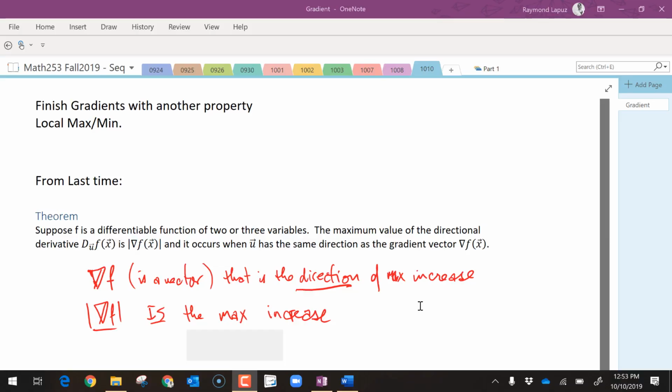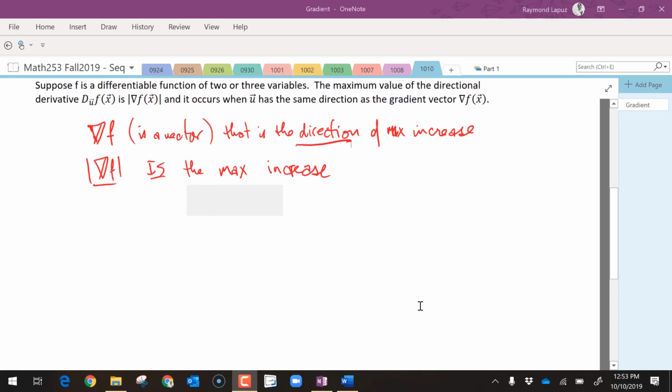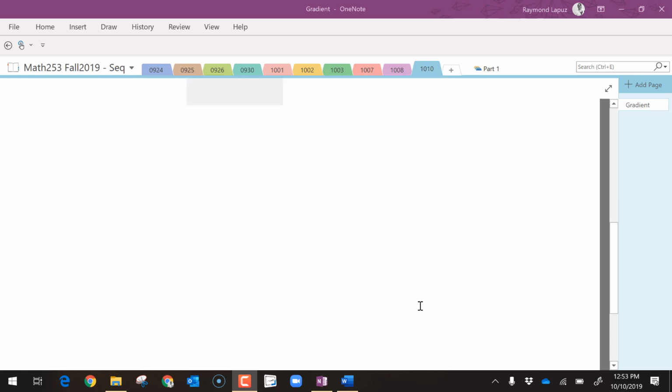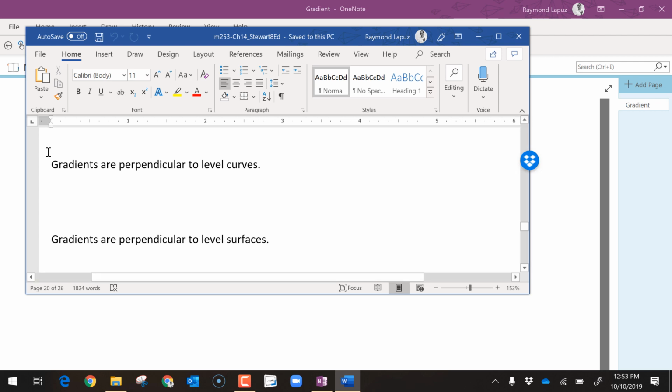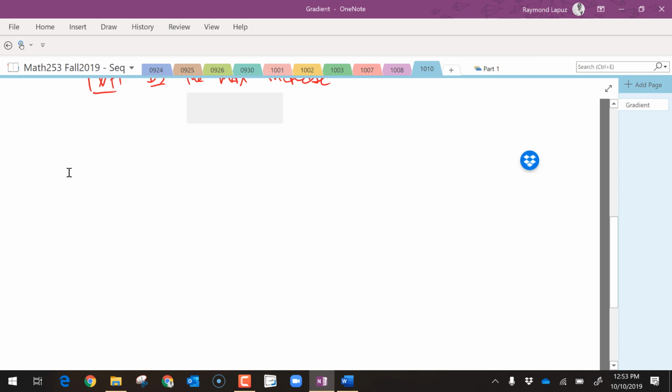So aside from this property of the gradient, there is another important property, and that is to say that the gradients are perpendicular to a level curve. Perpendicular to a level curve. So this is something that we can also prove easily, I think.